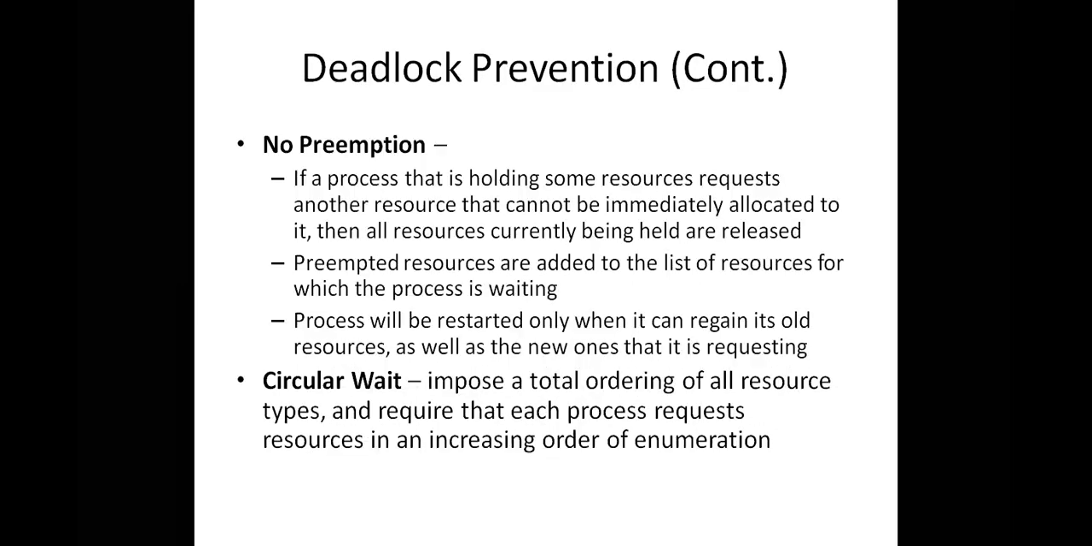No preemption means whenever the process requires a new resource, it has to release the old resources which were allocated to it earlier, voluntarily, and then whenever they are available, the process will get all three at once. Circular wait means the process should request the resources in an increasing order of enumeration only. Then we can avoid the cycles. So all these are the four techniques.